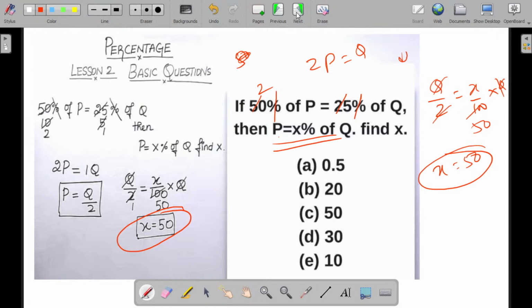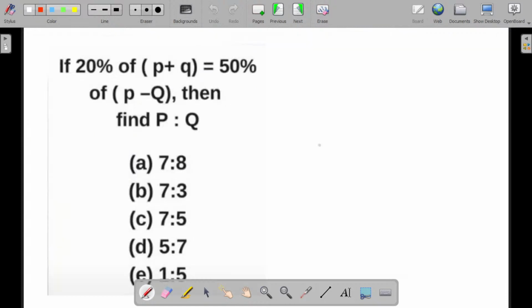Okay, next, one more simple question, do it fast. 20 percentage of P plus Q equal to 50 percentage of P minus Q. Then find the ratio P is to Q. Do it fast. Use the pen and paper. I request all the students to participate.